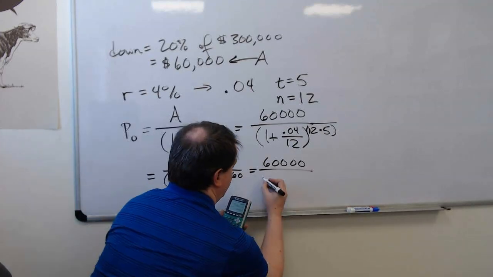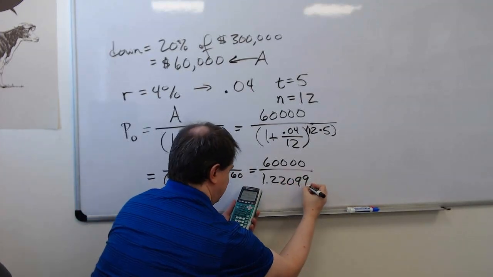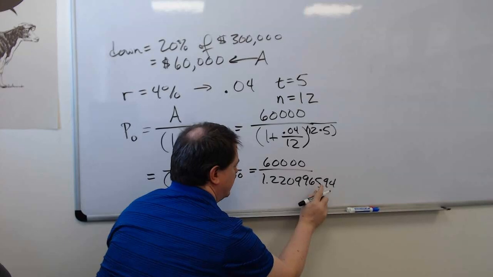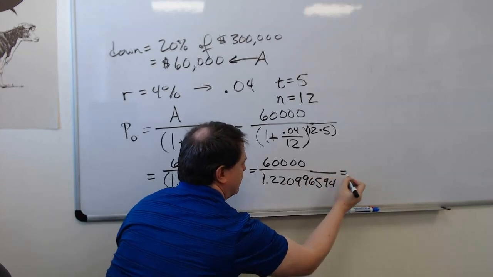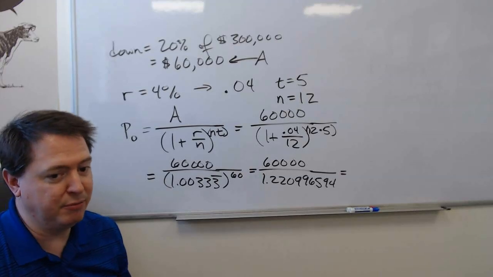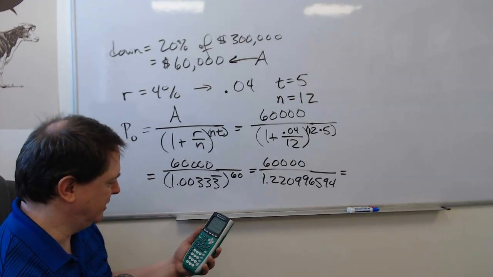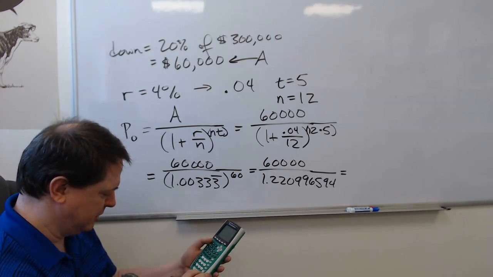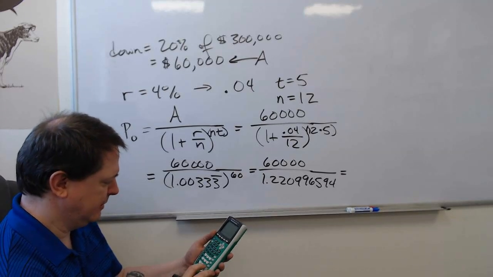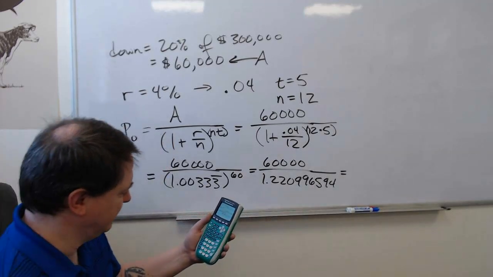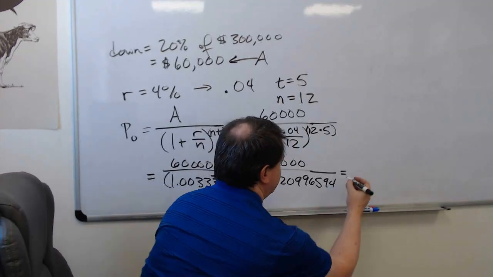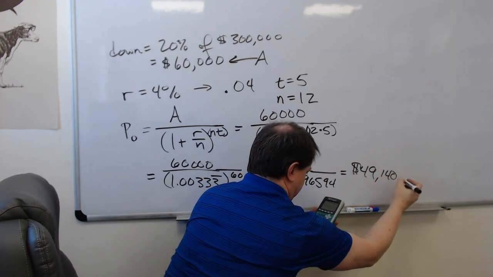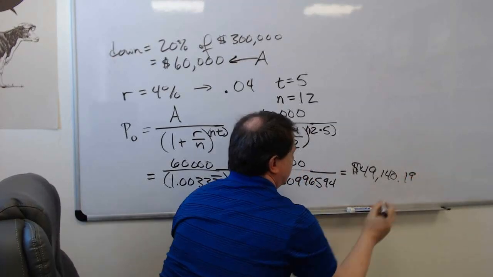And I get 1.220996594. I might as well use all my digits here because as I do these calculations with big numbers over long periods of time, rounding really messes up my final answer. So I'm going to take 60,000 and divide it by that value of 1.220996594, and I get $49,140.19.